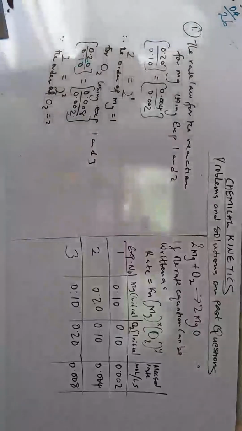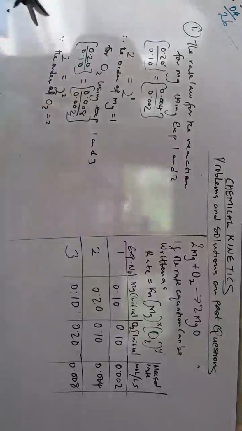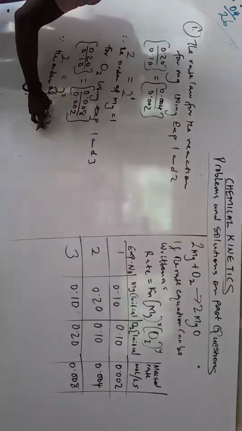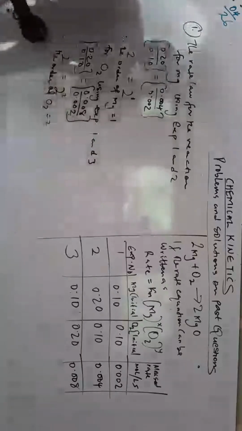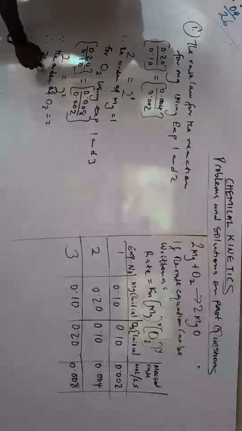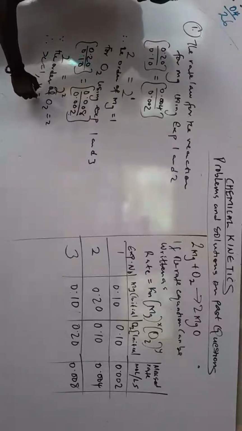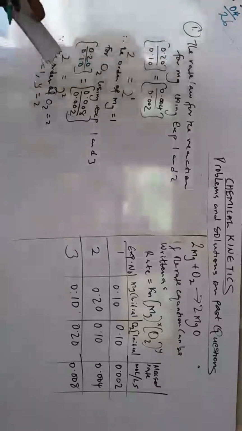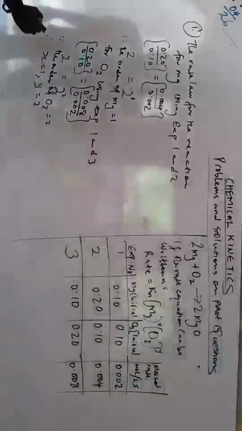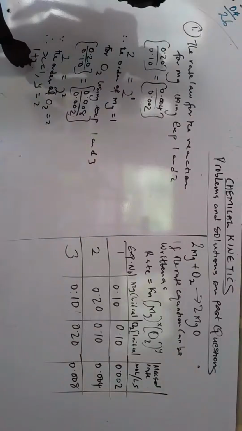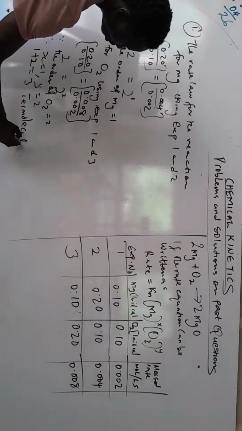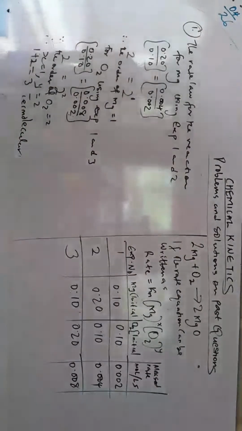So if the order of O2 equals to 2, that means let this one be our x, let this one be our y. So therefore x equals to 1, then y equals to 2. So we now want to give the rate order for this. 1 plus 2 will give you 3. This is termolecular. That is what we have there, termolecular.